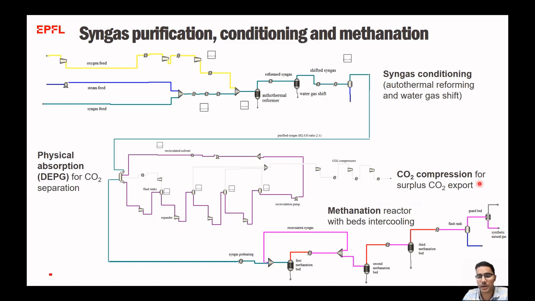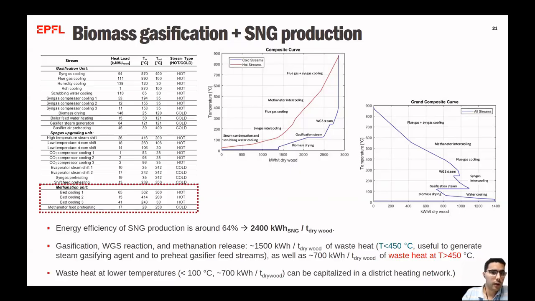As we say, it can be compressed and used for other purposes. In the methanation, the intercooling plays a role that first protects the catalyst, but also shifts the production of the methanation towards the equilibrium. Then in this slide, we present a summary of the cold and hot streams that are associated with the gasification and the methanation process.